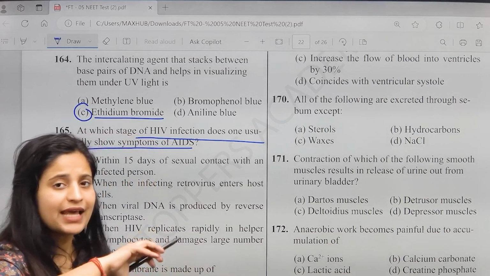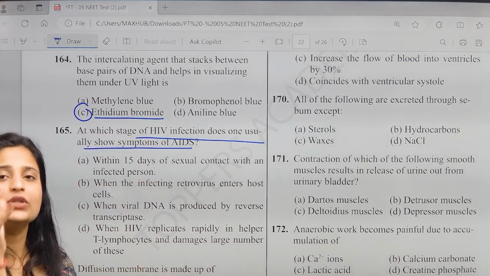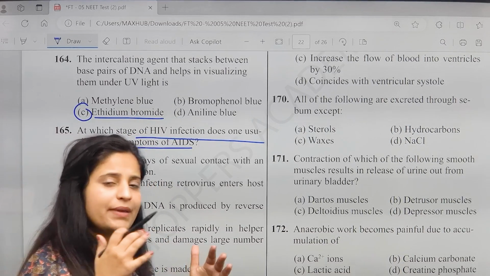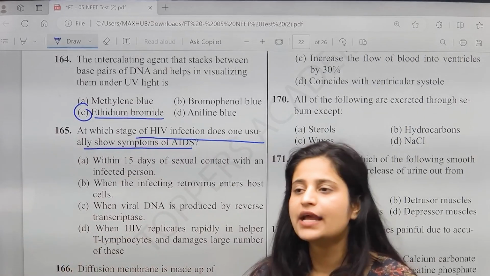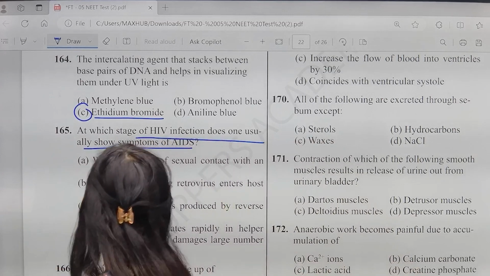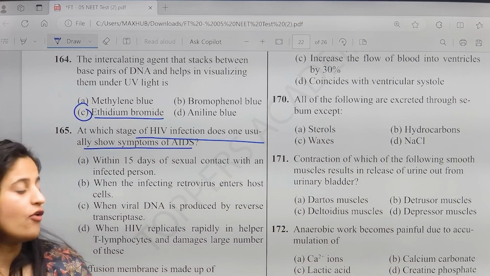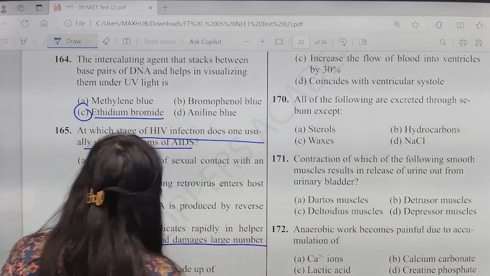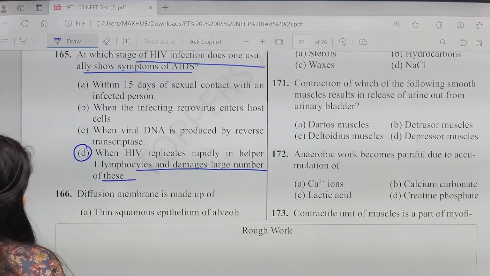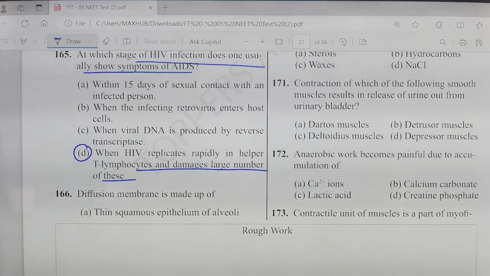That's why there's a time lag period between HIV and AIDS. So when we say the patient actually has AIDS, it is when the count of T lymphocytes is less than 200. Okay. So the answer is when HIV replicates rapidly in T lymphocytes and damages a large number of them. Okay.